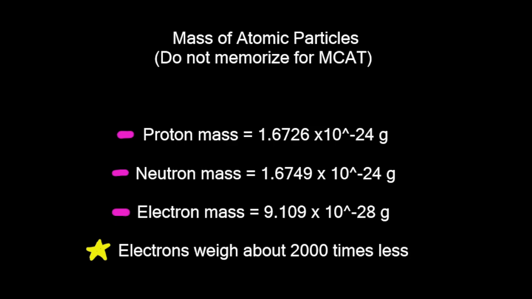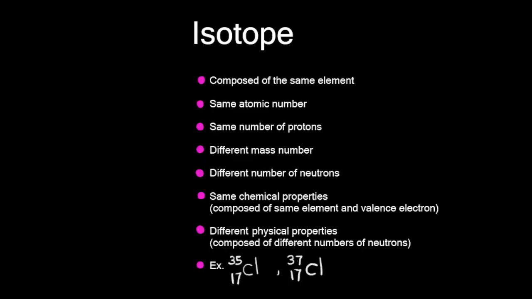Here, we are going to explain isotopes in more detail. The standard definition of an isotope is an atom of the same element that has the same number of protons but a different number of neutrons. Because isotopes have the same number of protons, they belong to the same element and share the same atomic number. However, they differ in their mass number and in the number of neutrons.